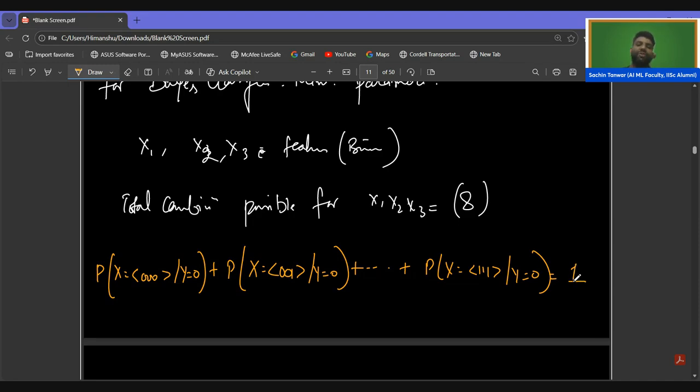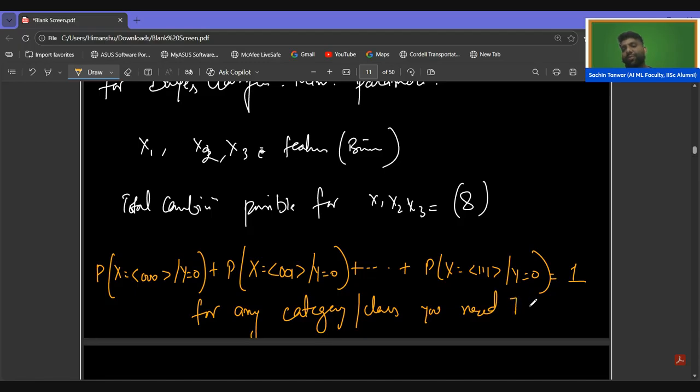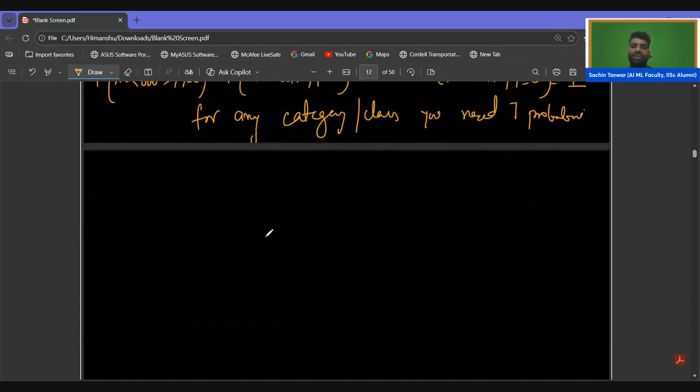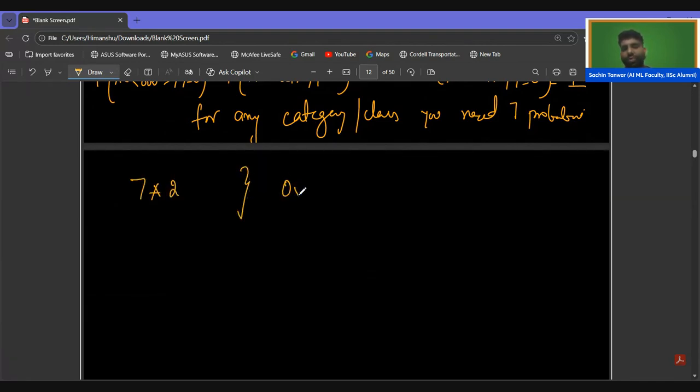So do I need overall 8 parameters over here? Can you see this? You would just need 7 parameters. You just need any 7 values. If you know that, you can always calculate the rest. So that means for any category or class, you need 7 probabilities, not 8. Now that means 7 into 2 overall for likelihood.